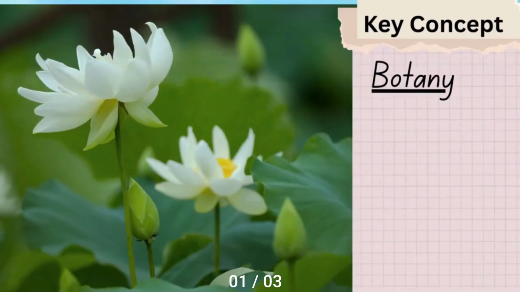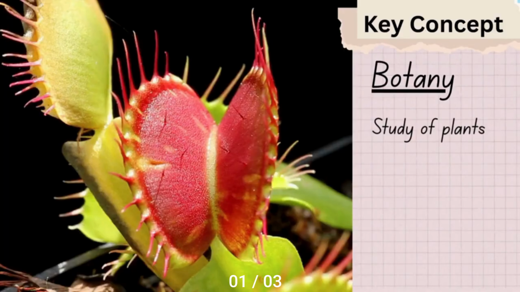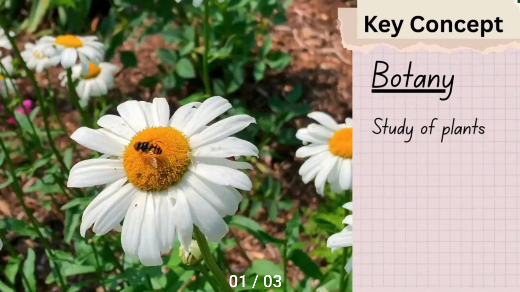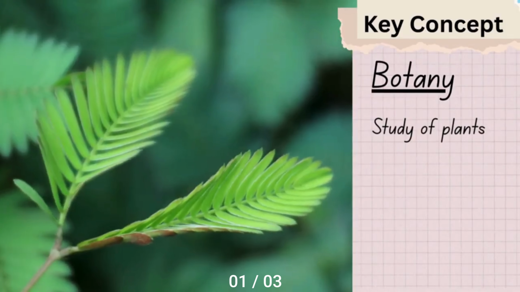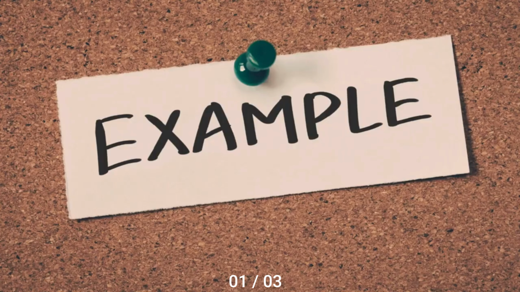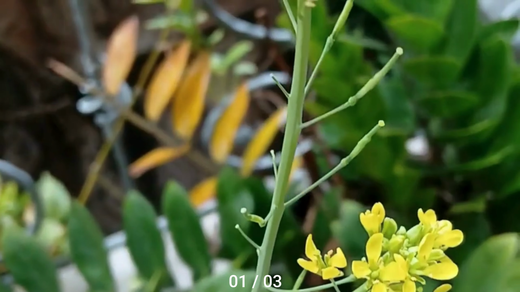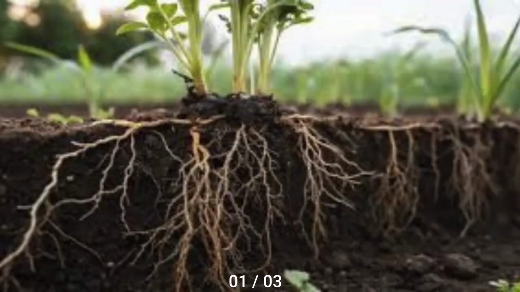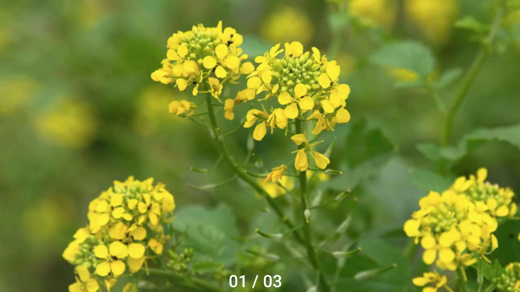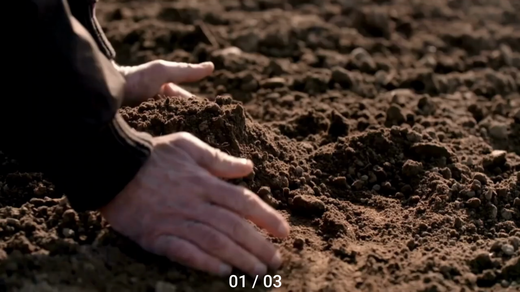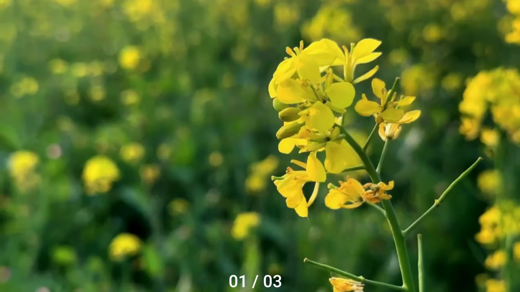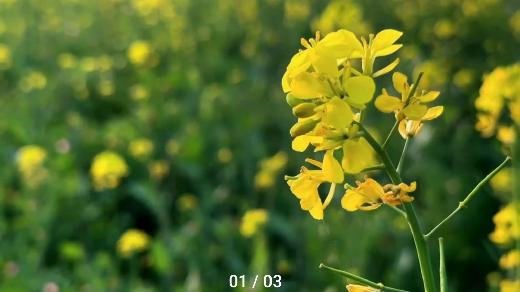First is botany. It is the study of plants, where we learn about their structure, growth, reproduction, and how they interact with their environment. For example, if we take a mustard plant in botany, we study its roots, stem, leaves, flowers, seed formation, and how factors like soil, water, and sunlight affect its growth.